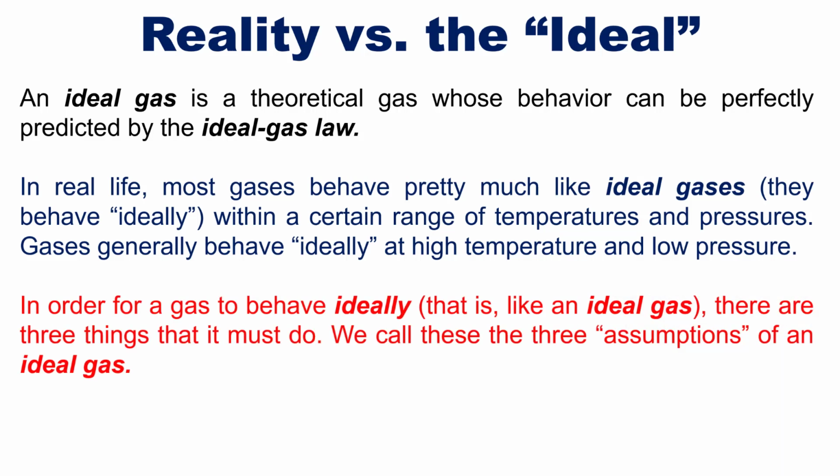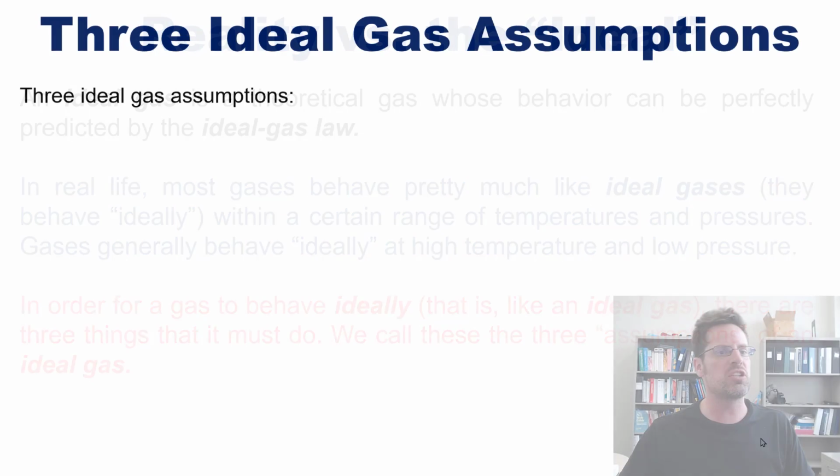Now, in order for gases to behave ideally, that is, like ideal gases, there are three things that they must do. We call these the three assumptions of an ideal gas. Please keep in mind that these assumptions are made to simplify our understanding of gases, and they are not always true in real life. However, they are generally true enough, especially at high temperature and low pressure, to make reasonable predictions of gas behavior. Those assumptions are as follows.